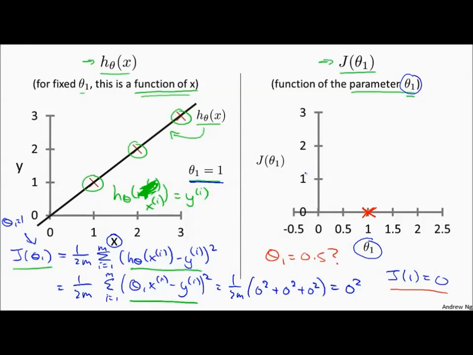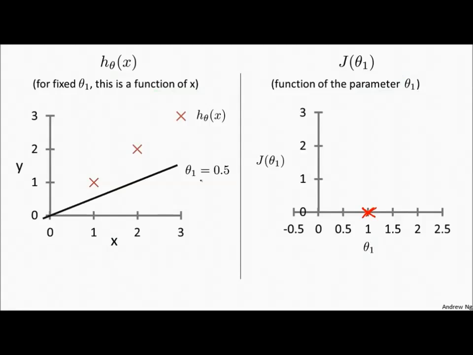Let's go ahead and plot that. I'm now going to set theta 1 equals 0.5, and in that case, my hypothesis now looks like this. There's a line with slope equals 0.5, and let's compute J of 0.5. So that is going to be 1 over 2m of my usual cost function.